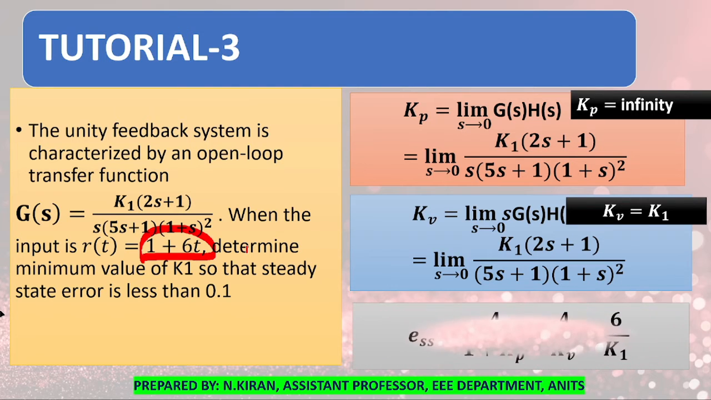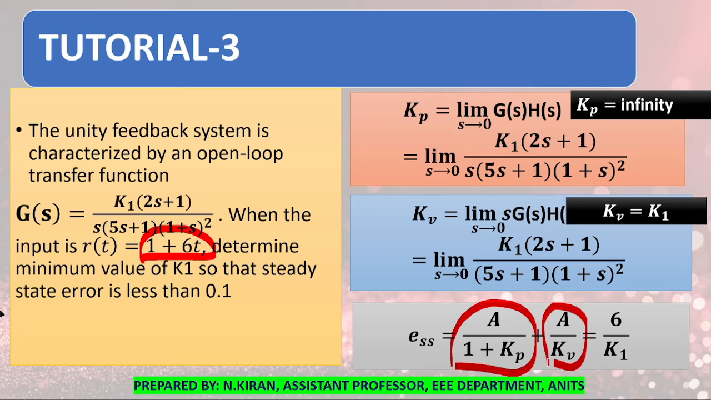So since the input is given as sum of step and ramp, the steady state error will be A by 1 plus Kp plus A by Kv. The Kp value is infinity, so the first term will become 0, and in the second term the A value is 6 and the Kv value is k1. So the steady state error as a result will be 6 divided by k1.